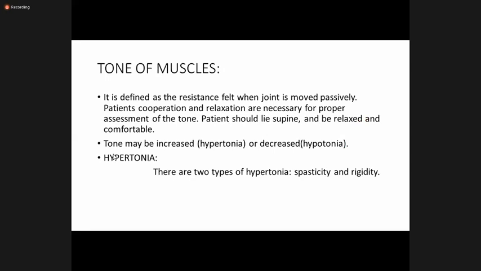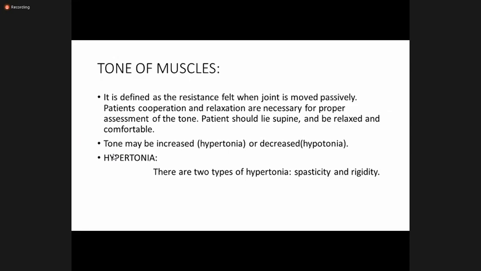After inspection, you should check for the tone of the muscles. Tone is defined as the resistance felt when a joint is moved passively. Patient cooperation and relaxation are necessary for proper assessment of the tone. The patient should lie supine and be relaxed and comfortable.